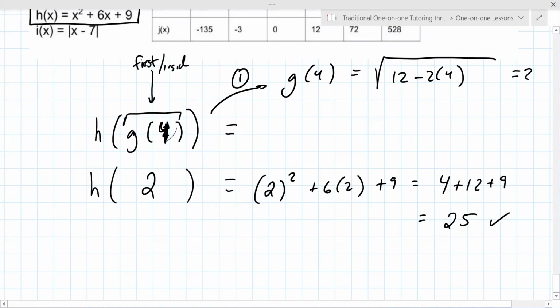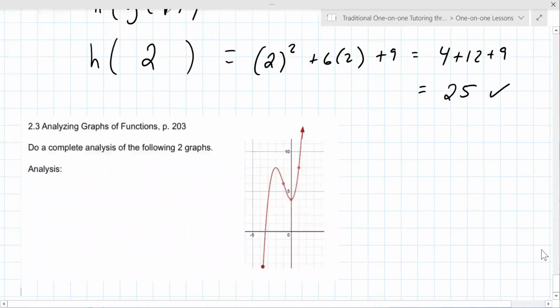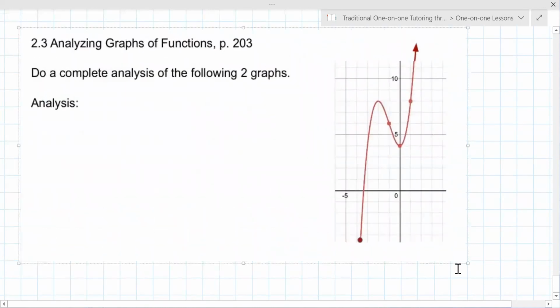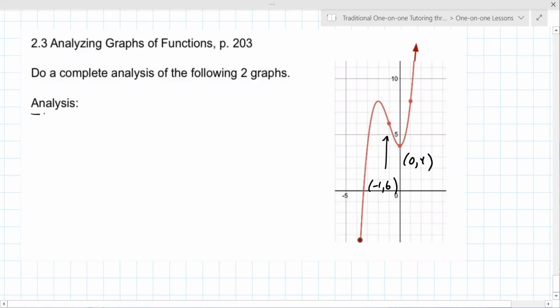Okay, just in the interest of time, I'd like to move to 2.3, analyzing graphs, and then we can come back to this if there's more time, if you're okay with that. All right. Next, your instructor throws up just a graph. It's a little bit odd. It's showing that it ends here, which is really weird. It's showing up, down, and then back up. We know some of these points. This is 0, 4. This point right here is -1, 6. And it says a complete analysis.